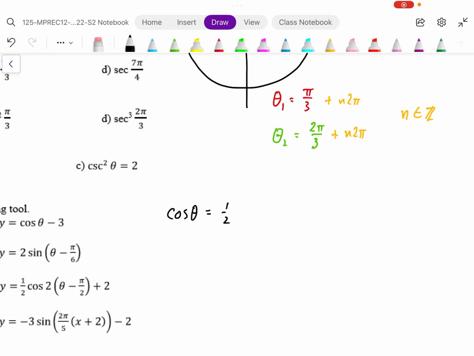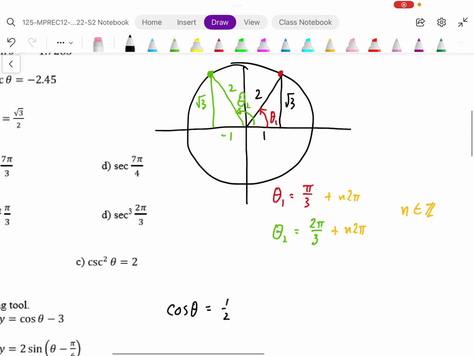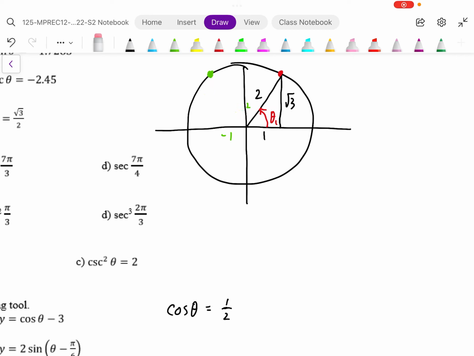So if cosine theta equals 1/2, we can draw a picture of this. In fact, we can use the same pictures we used in the previous example. In this case, we can see that the cosine is horizontal. It's a special angle. The 1 is along the horizontal, and we have 2 along the radius. And we can see that in quadrant 1. This can also be found in quadrant 4, and it's going to be drawn like this. And so that angle here represents our theta 2 angle.